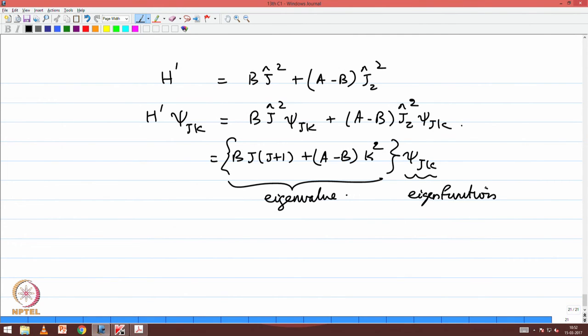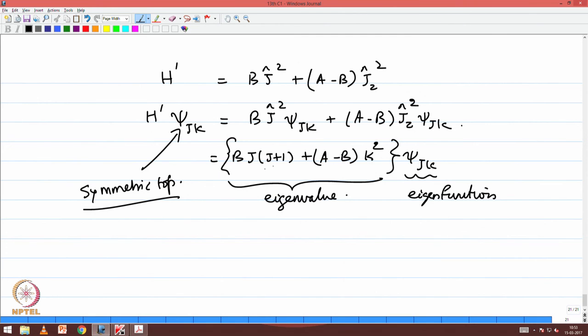Therefore, the Hamiltonian acting on a symmetric top eigenfunction now has eigenvalues which are functions of K, whereas for a diatomic molecule we had only this term. The A minus B difference was not there because you remember one of the moments of inertia for a diatomic molecule was 0 and the other two moments were the same. Therefore, we had only one term in the rotational Hamiltonian, B J squared. Therefore, B J into J plus 1, that is what we had. Whereas in the case of a symmetric top we have (A minus B) K squared, and now you can see why plus or minus K does not change things.